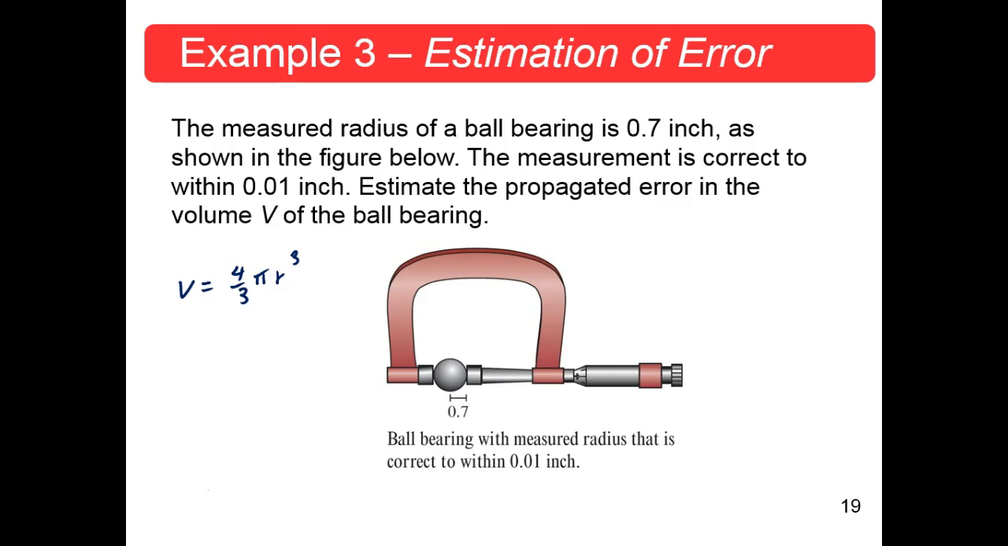Okay? So what is your actual volume of 0.7? That's your measured radius. So this is the measured volume. That would be 4/3 pi times 0.7 cubed. Someone punch that in your calculator and see what you get. Give me quite a few decimal places too.